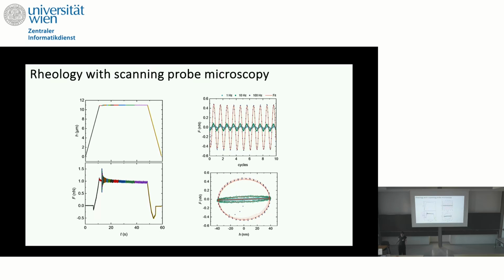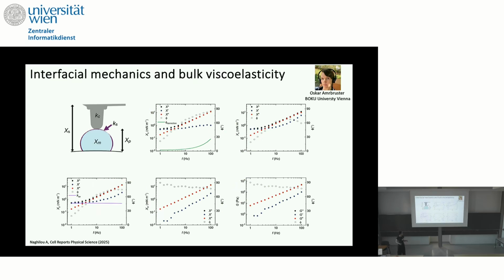So we have height, we have force. What can we do from that data that we get from the machine? Obviously, we can calculate spring constants. And for that, we collaborated with Oskar Armbruster, who actually works at Boku University here in Vienna. And they did some of the calculations for us. So we got the spring constant, and we called that the experimental spring constant. And we very quickly figured out that in order to get to the elastic and viscous moduli from our spring constant, there are quite a couple of things that we need to take into consideration.